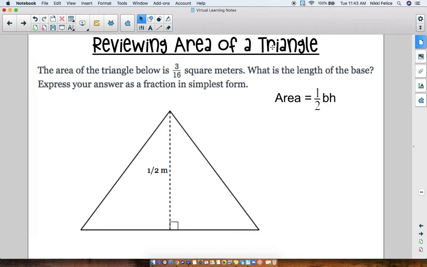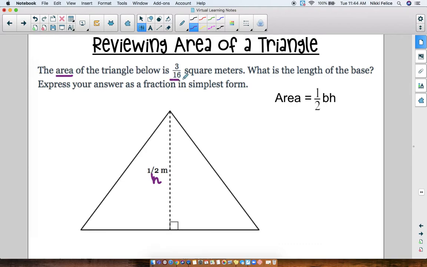The area of the triangle below is 3/16 square meters. What is the length of the base? And we're going to express our answer as a fraction in simplest form. Okay, so what do we know? Well, it looks like we have the height right here, right? So this is the height. And we do have the area.